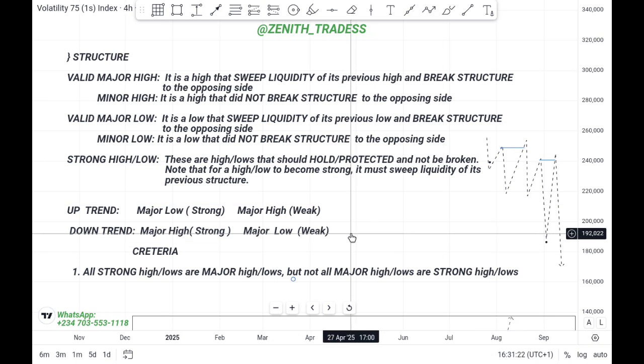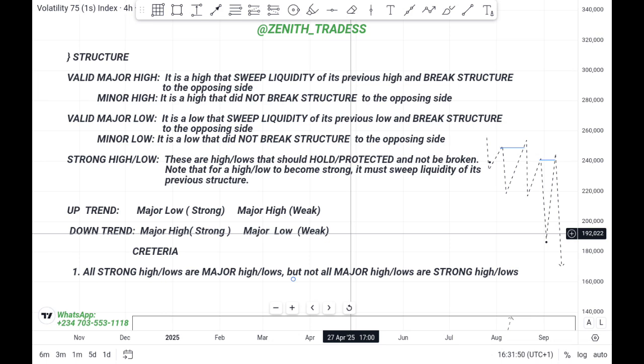We are expected to be trading from a strong structure targeting a weak structure. In an uptrend, we have major highs and major lows, but we anticipate that all the major highs will be taken out because price is bullish, price is going up. So the major lows are the strong lows. In an uptrend, we only have strong lows, we don't have strong highs. All the major highs in an uptrend are weak highs because price will definitely take them out.